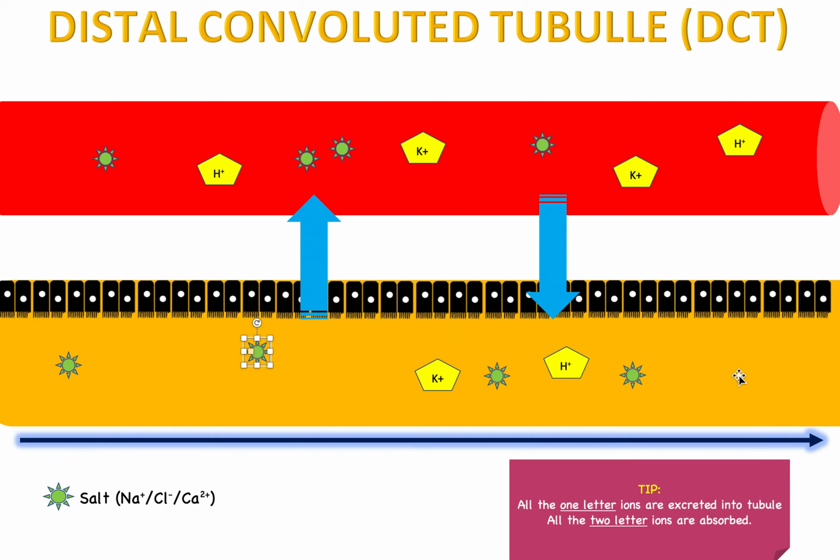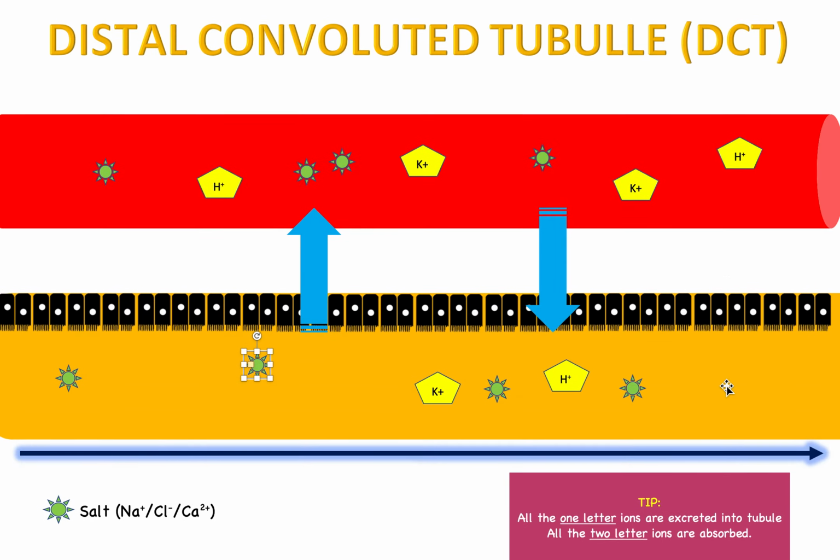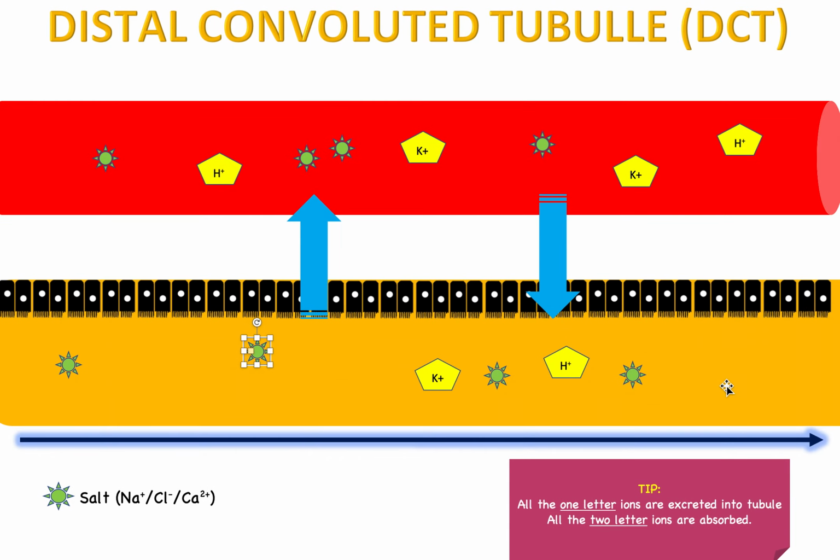So this is it. Anything that remains at the end of the distal convoluted tubule will now travel into the collecting duct, and that's it. I hope this made as much sense as possible, and just stay tuned for the next video. Then we're done with the kidney, and then I'll make an overall summary video.